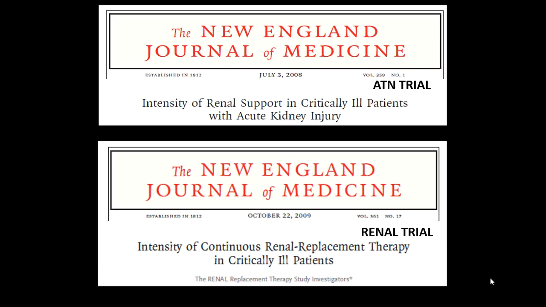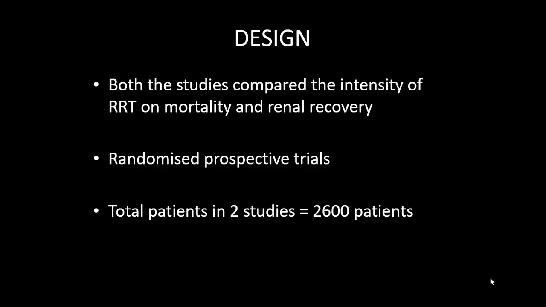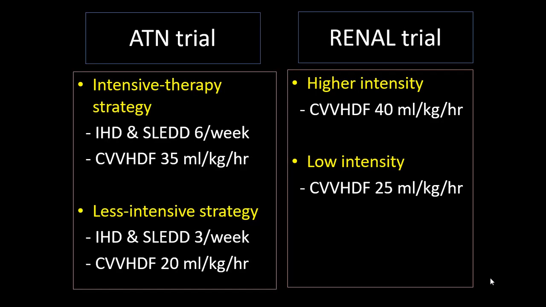Then a very important topic, renal: when do you want to dialyze and all that stuff. There are two trials, ATN and RENAL. They looked at what the intensity of your renal support should be in critically ill patients. Both trials looked at the effect of intensity of renal replacement therapy on mortality and renal recovery, and 2600 patients were enrolled.